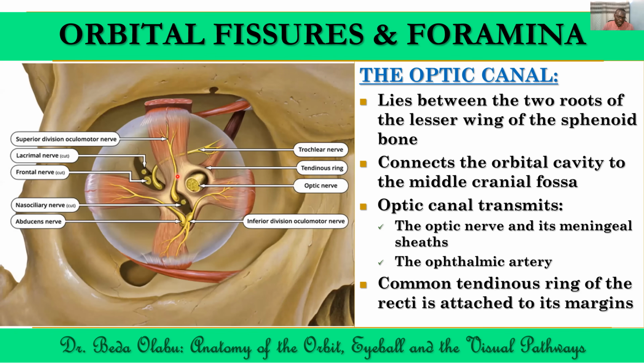So this image shows you the common tendinous ring marking the origin of the four recti muscles. So this ring here encircles the optic canal. As you can see, it also encircles some parts of the superior orbital fissure. And within that tendinous ring, there are a number of structures that pass through. We'll be talking about them shortly.